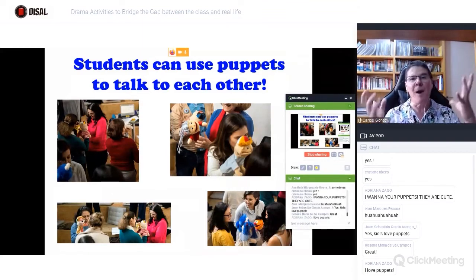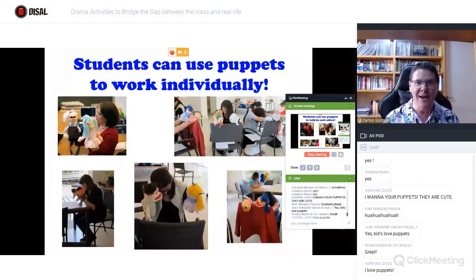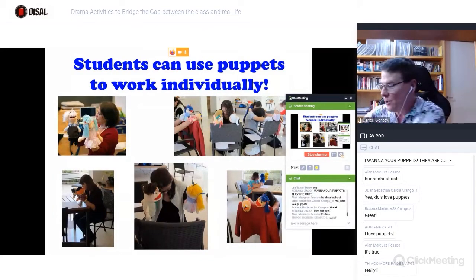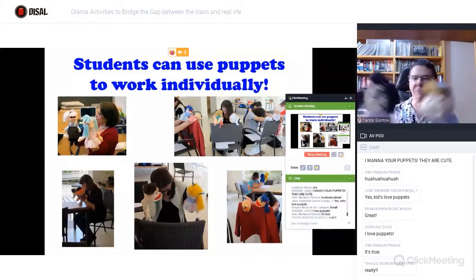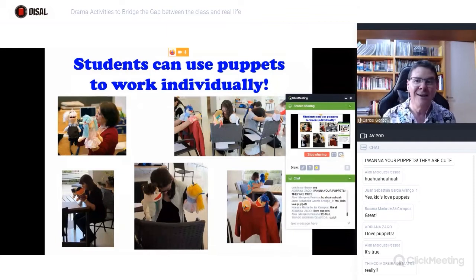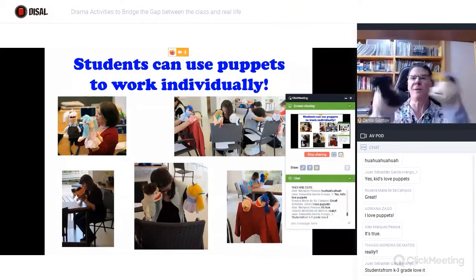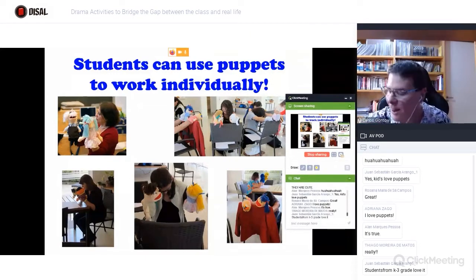So they can use the puppets to talk to each other, and they can use the puppets to work individually, like two puppets to one student, and the student can do pair work with himself or herself. So you can have many different students, each one with two puppets, and they practice the conversation in pairs. And if you're teaching online, they can do this. If you are teaching one-to-one classes, they can get two puppets and they can talk to each other. It's a lot of fun.